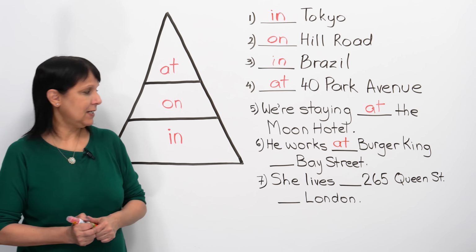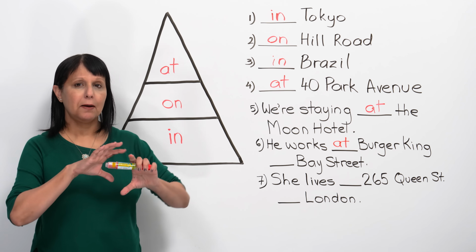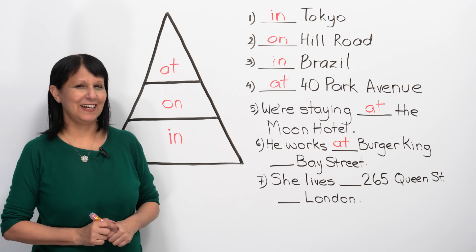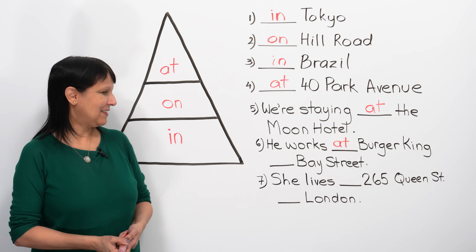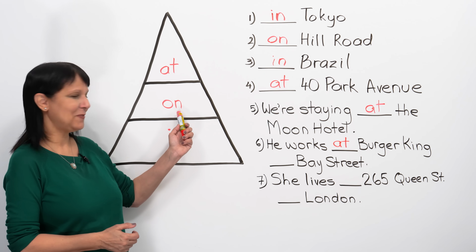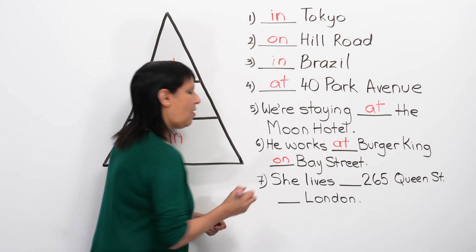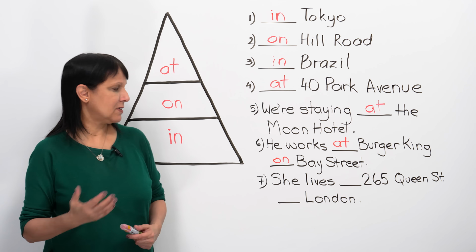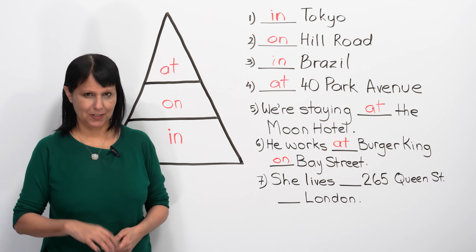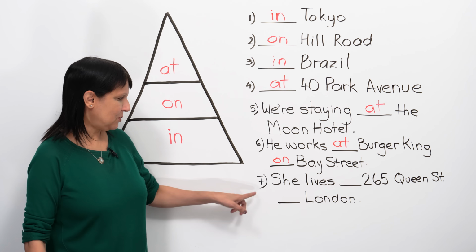at Burger King, and then we have Bay Street. Okay, so what do you think that would be? That's going to be this one, right? On Bay Street. Okay, he works at Burger King on Bay Street. All right, next, number 7.